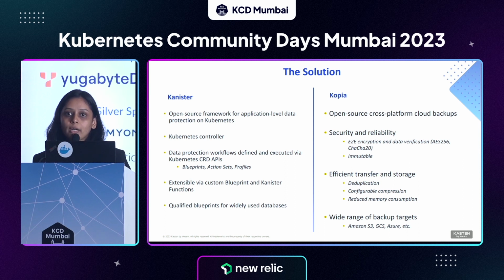It is secure and reliable. That is, the data that is being backed up is end-to-end encrypted, and data verification is also available. The data that is being backed up is immutable. That is, someone cannot go and change it or delete it. There is efficient transfer and storage, which means there is content-based data deduplication. That is what Kopia provides, which means if a particular content is already uploaded, it will not upload it again on the next backups.